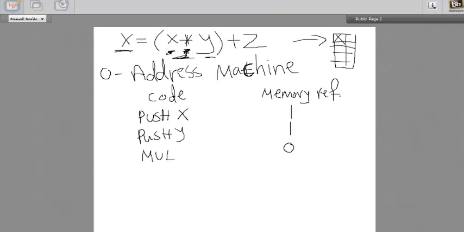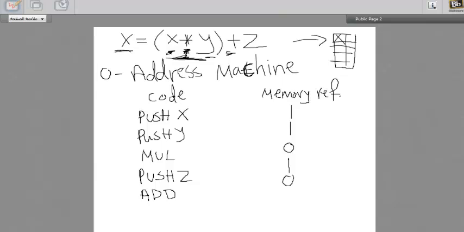Now, what we have next, we have the value of z. So again, we need to push z. Push z. Again, how many times do you need to access the memory? Once, to get the value of z. Now, what do we need to do? Obviously, we need to add the product that we got out of the multiplication of x and y, and we add it to z. So we just need to have the add instruction here. Add, right? Again, in the addition, do we need to access the memory? No. So we have the value of 0, right?